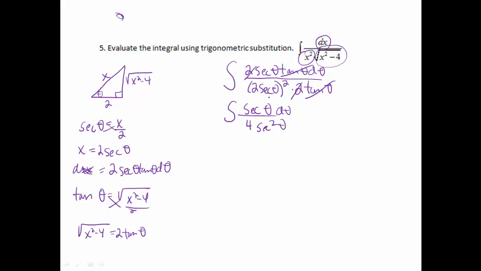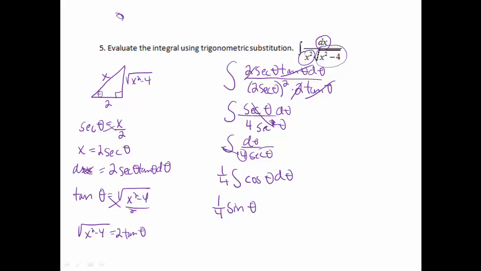The 2 has to be squared as well as the secant, and now I notice I can cancel one of the secants, so I'm going to be left with d theta over 4 secant theta. I'm going to pull this 4 out front, so this is going to be 1/4, and 1 over secant is equal to cosine. And now this should be a pretty easy one to take the integral of. The integral of cosine is just sine, so it's going to be 1/4 sine theta.